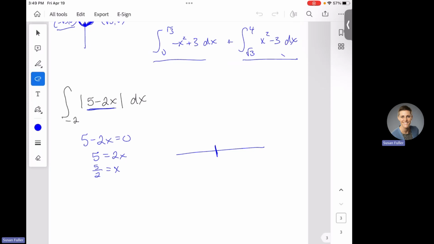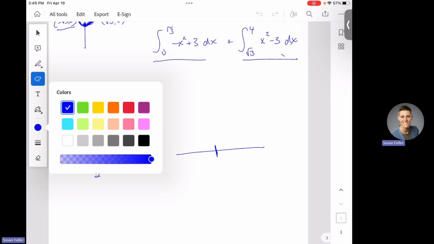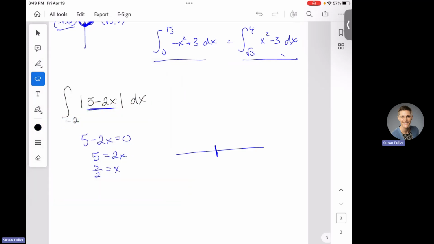Let me come back here. Let me change this to a 5. Okay, sorry, y'all. Made this up off the top of my head, so things got a little wonky. Okay, so 2.5 or 5/2. This is where my splitting point happens. And so now my splitting point, 2.5, is between my bounds. So I know that there are places where this thing is going to be positive and places where this thing is going to be negative, and we have to figure out where that happens.